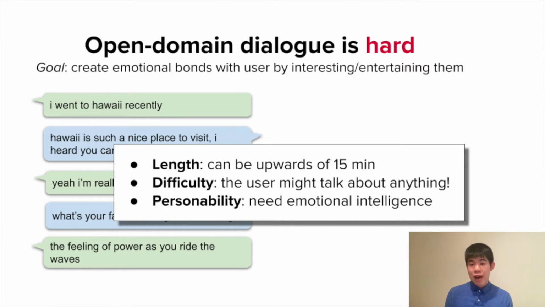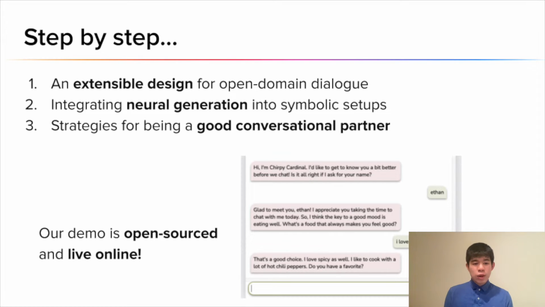You have to also have emotional intelligence and a rich personality. Here we detail 3 steps to having a good open domain dialogue. Number 1, an extensible design prioritizing stability. Number 2, integrating neural generation into a symbolic setup. And number 3, recipes for being a good conversational partner.